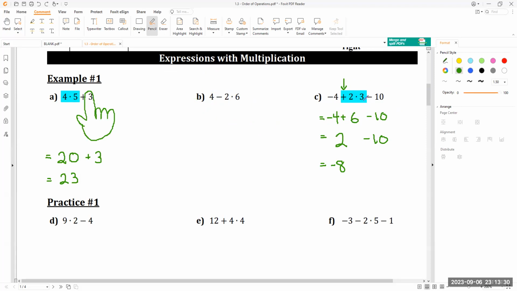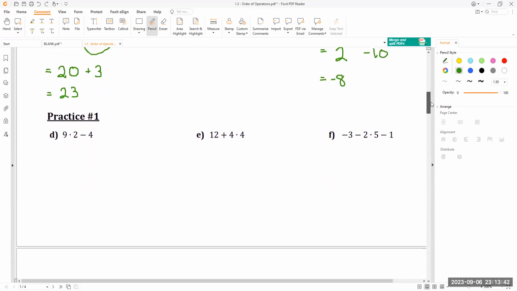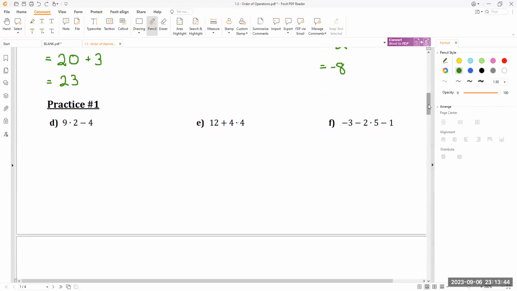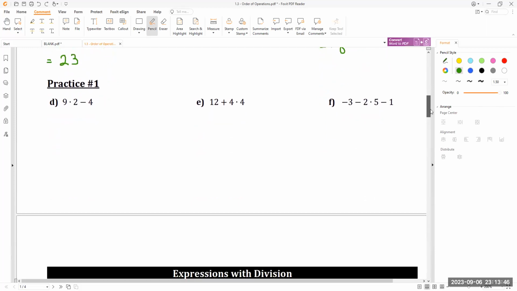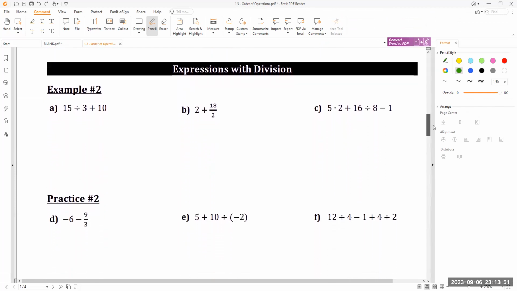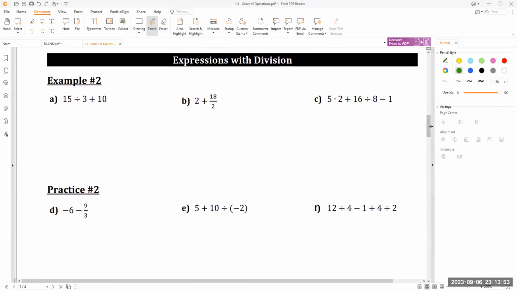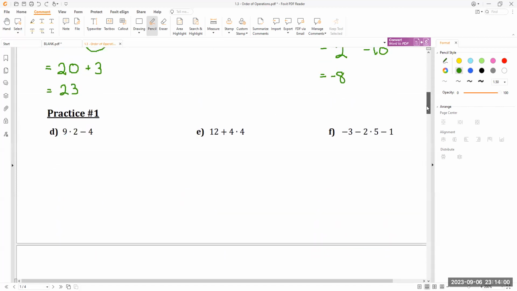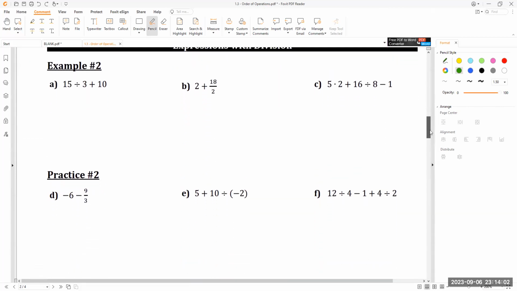You solve one portion, and then you put an equal sign right under, and you solve all the other portions. Okay, and that's it. Expressions with multiplication, there's practice number one. I'm going to ask you to try it. Okay, same with division. I am going to do an example with division, and then I'm going to essentially have the substitute pause and give you about 5 minutes to give practice one and practice two a chance.